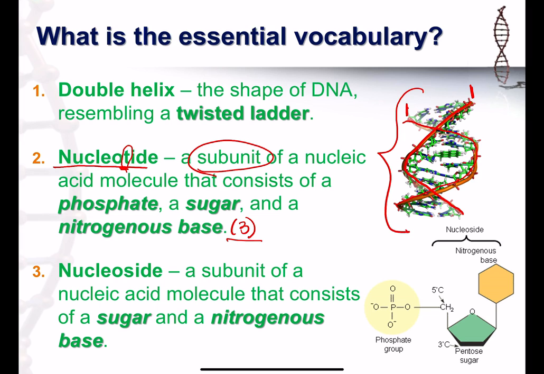And then the second word that is part of the essential vocabulary is nucleoside. And this is also a subunit of a nucleic acid molecule, but this one only contains two things, a sugar and a nitrogenous base. So this one only has two. So if in the future I ask you what is the difference between a nucleotide and a nucleoside, the biggest difference is that one has a phosphate and the other one doesn't, okay? So a nucleotide is technically the bigger subunit, okay? And then the nucleoside is the smaller one.